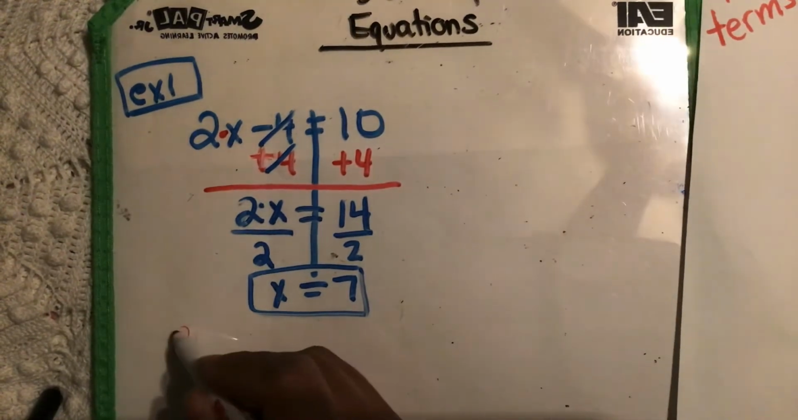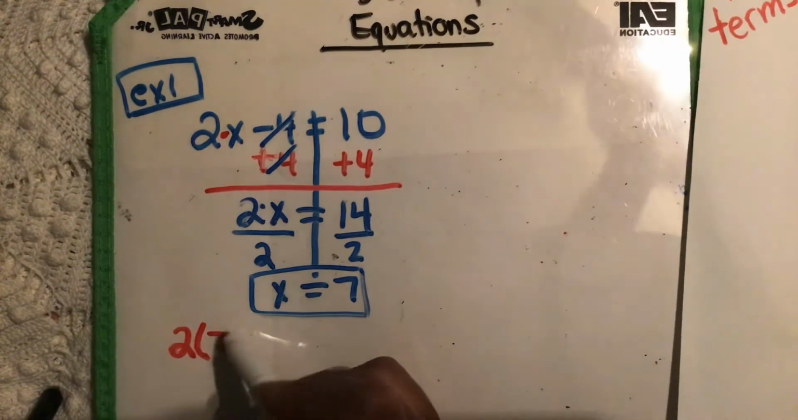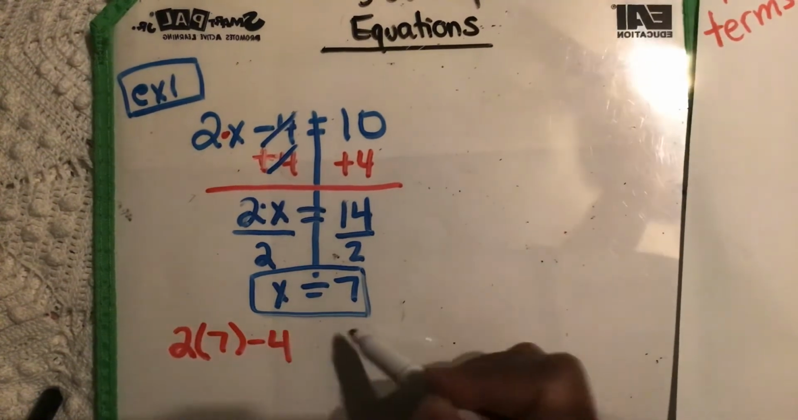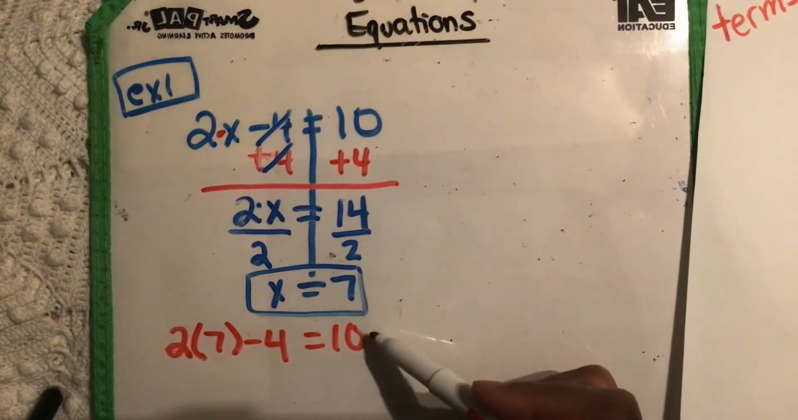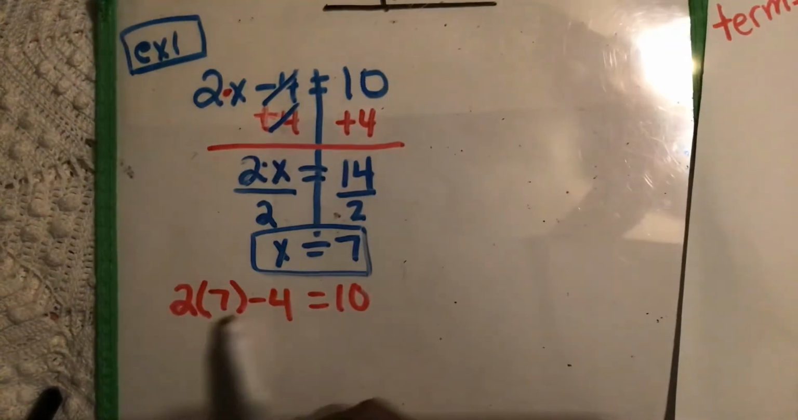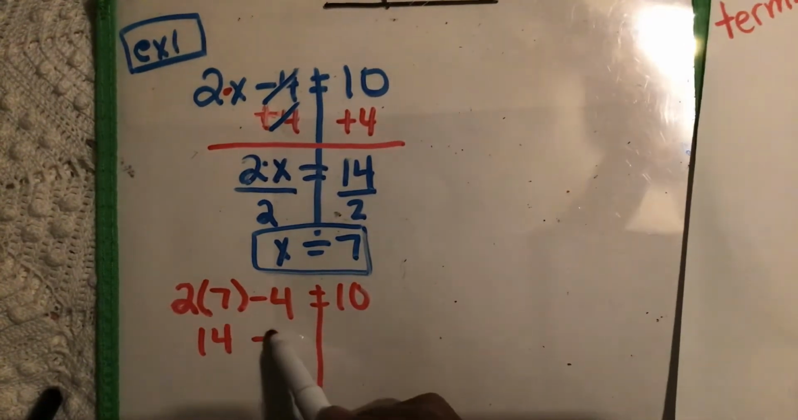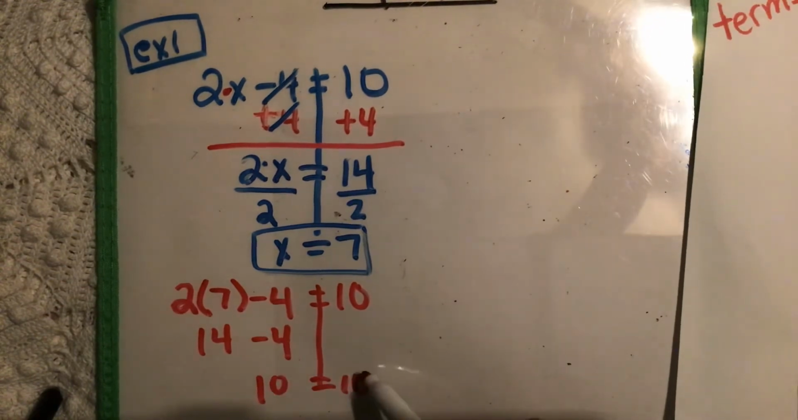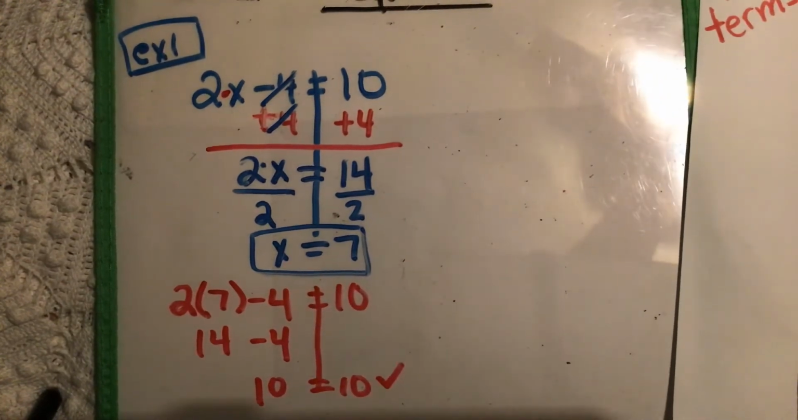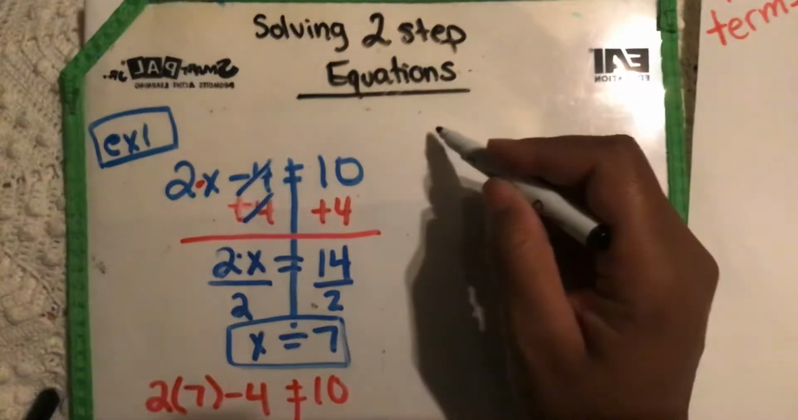I definitely suggest that you do a quick check. If x is 7, I'm going to get rid of this x here using parentheses, plug it in. I would like it to equal a 10 in order to be correct. So let's see if it works. 2 times 7 minus 4. Is the left side equal to the right side? Yes, it is, so that you know you did your work correctly. All right, so let's do example 2.